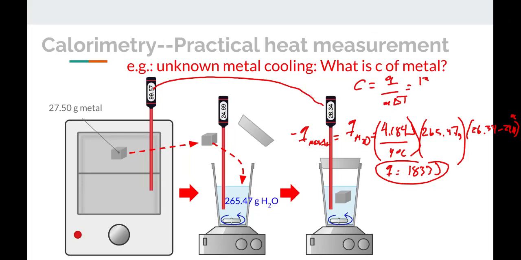Energy transfer through heating was 1,833 joules. The mass of the substance was 27.50 grams. And the temperature change was 99.57 down to 26.34 degrees C. And we calculate this all out, we get 0.09102 joules per gram per degree C. So that's a practical application of calorimetry.